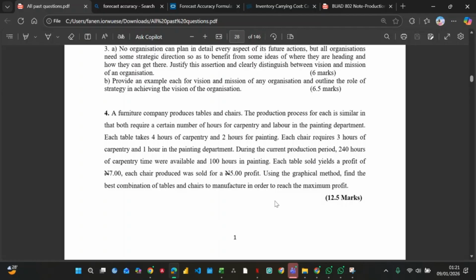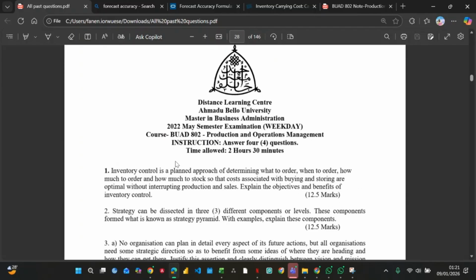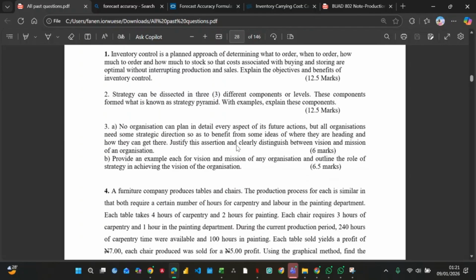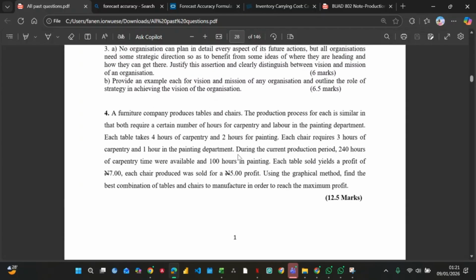God have mercy. Which year is this? This is also linear programming. You need to solve it. You can see you're looking at maximizing profit. This is 2022, the current one. Jesus have mercy.